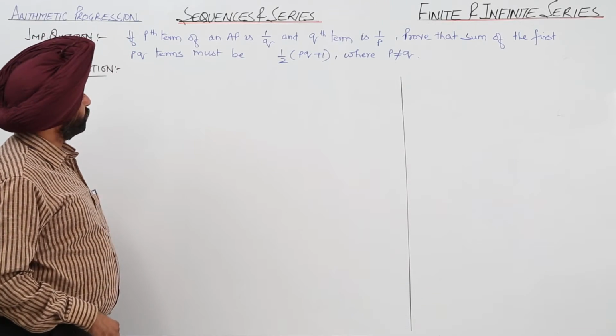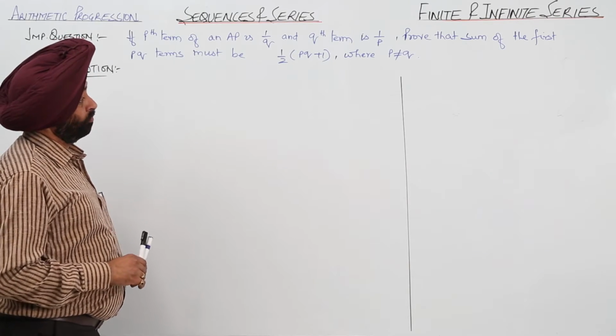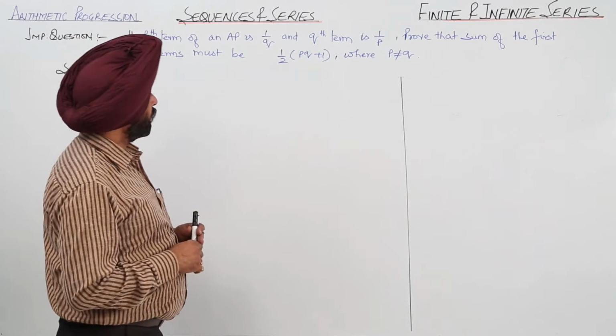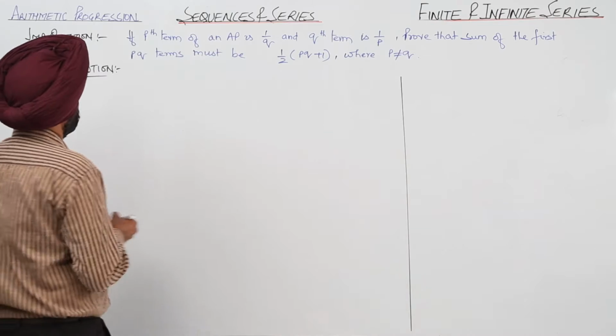If the pth term of an AP is 1 upon q and the qth term is 1 upon p, prove that the sum of the first pq terms must be half times (pq plus 1). Okay.